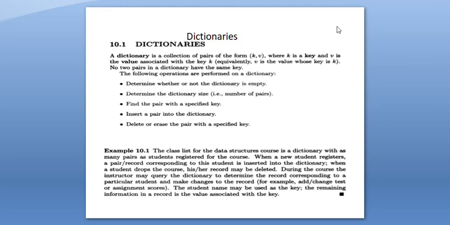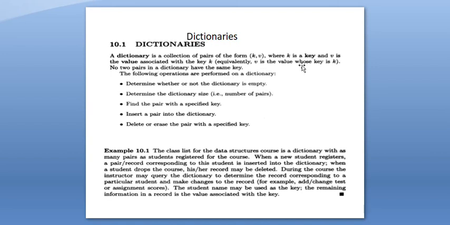Data structure using C++. Module 3 topic: dictionaries. So as the name indicates, a dictionary is a collection of pairs of the form (k, v). Now, a normal dictionary which you might have used, Oxford or Cambridge, will have n times 1000 number of words with values.